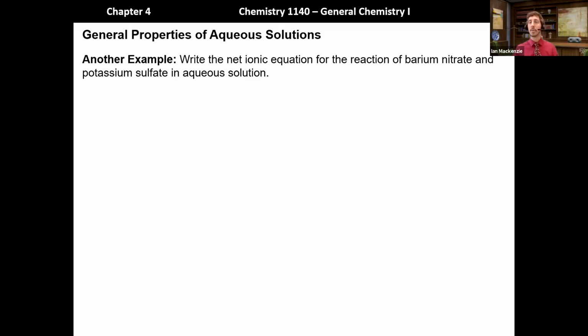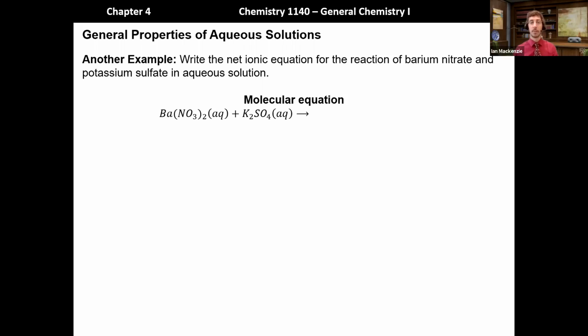Let's do a couple examples of this. Write the net ionic equation for the reaction of barium nitrate and potassium sulfate in aqueous solution. You might need to refresh on your naming for this, but barium nitrate and potassium sulfate in aqueous solution.